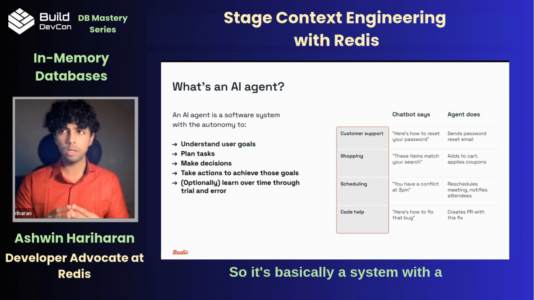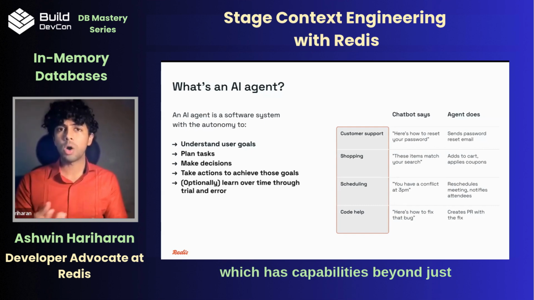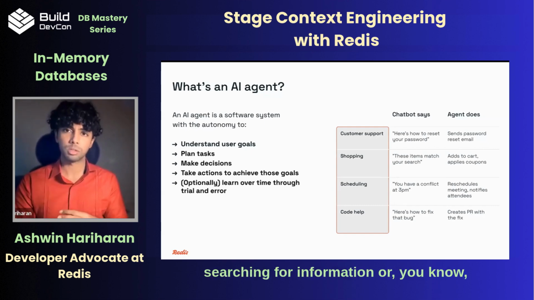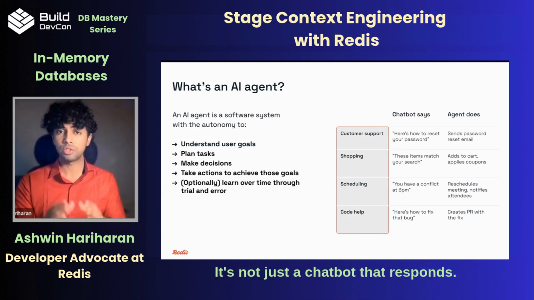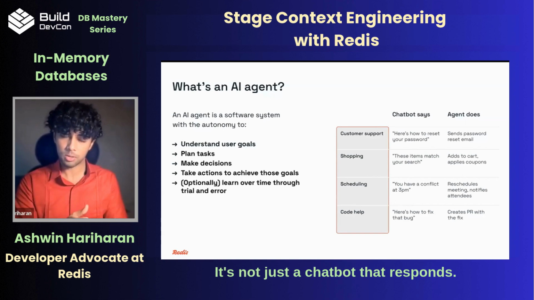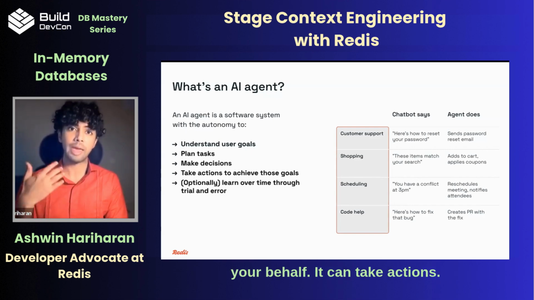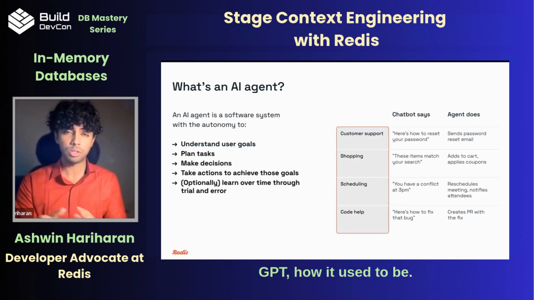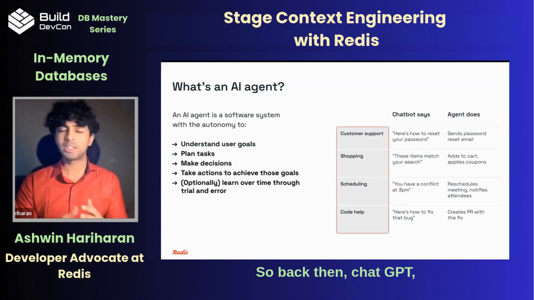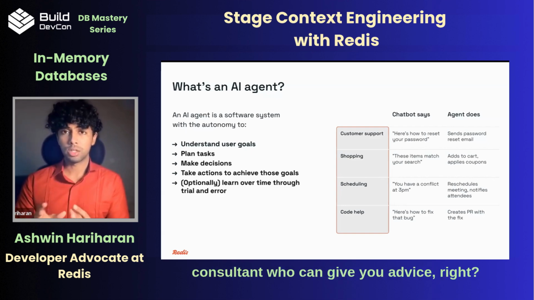So it's basically a system with a large language model which has capabilities beyond just searching for information or acting as a substitute for Google search or generating text. It's not just a chatbot that responds. It's a system that can actually do things on your behalf. It can take actions. So think of the early days of ChatGPT, how it used to be. Back then, ChatGPT a few years ago was like having a really smart consultant who can give you advice, right?